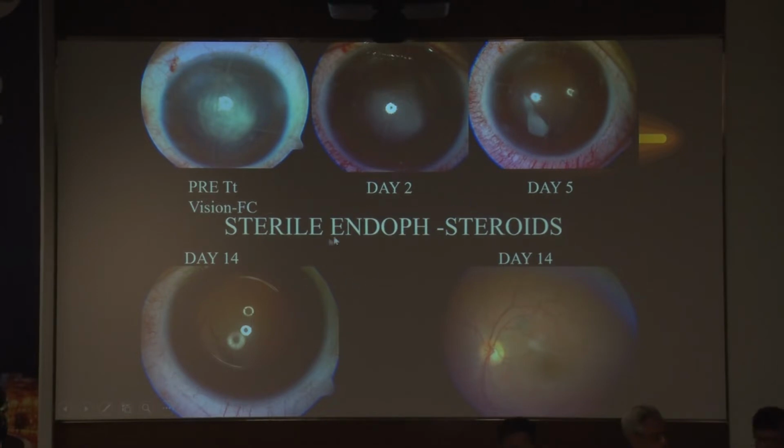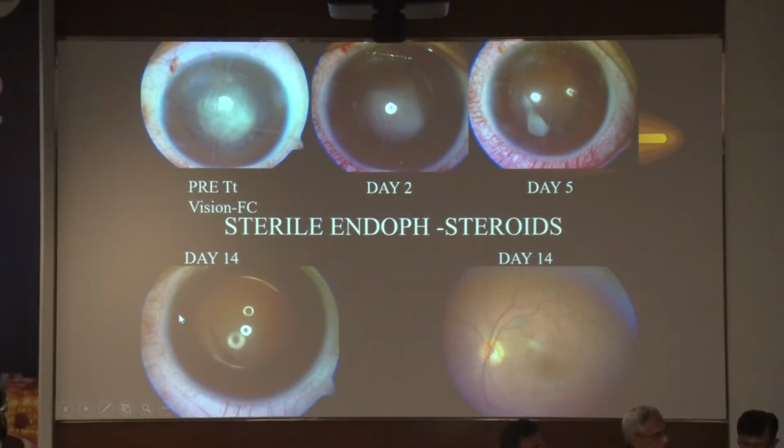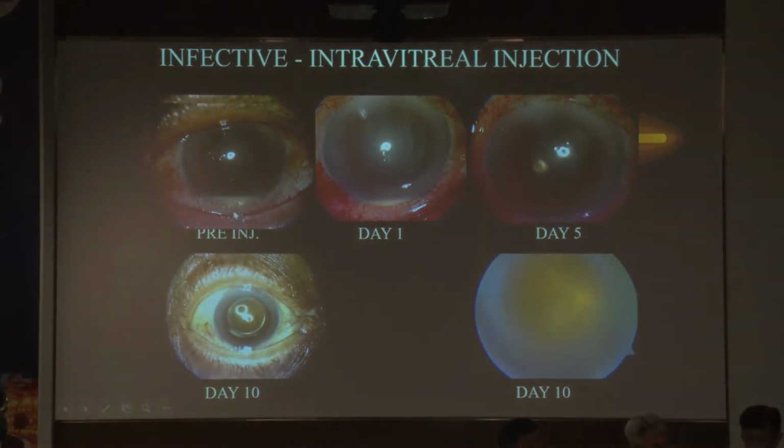And at day 14, the eye is absolutely quiet, and the patient comes with 6/6 vision. This is another patient. You can see there is a hypopyon. We gave intravitreal injection of vancomycin and ceftazidime. The hypopyon disappears by day 5. And generally in these patients, we start systemic steroid once the hypopyon disappears.